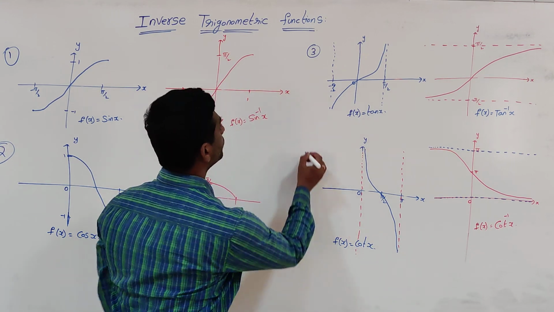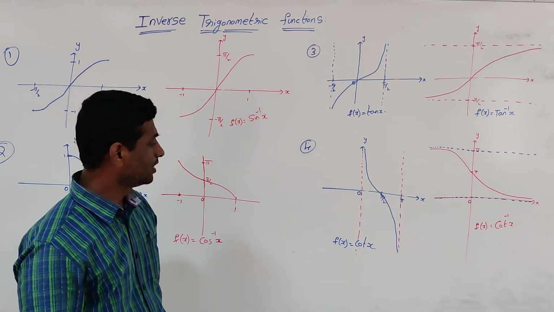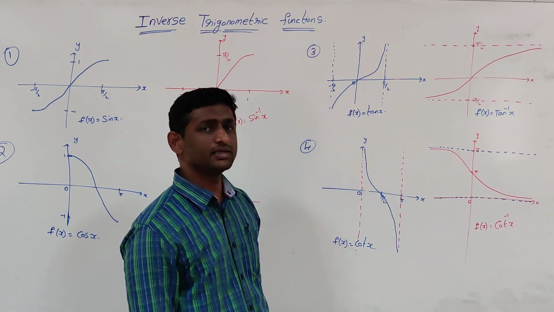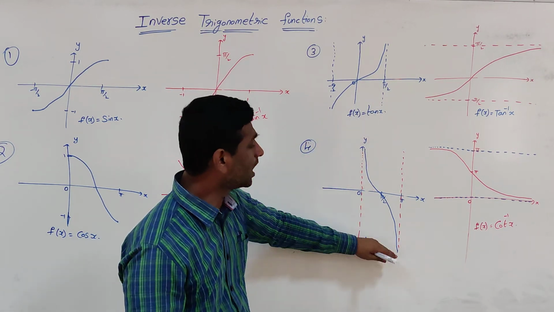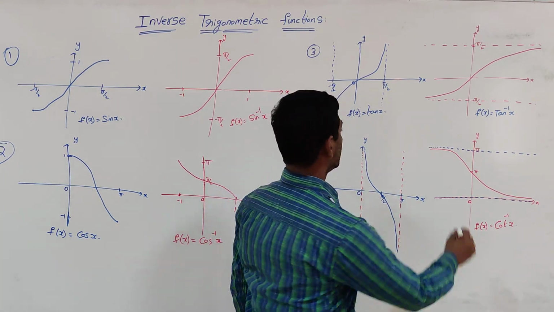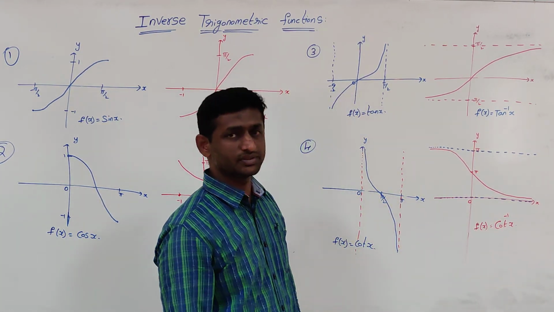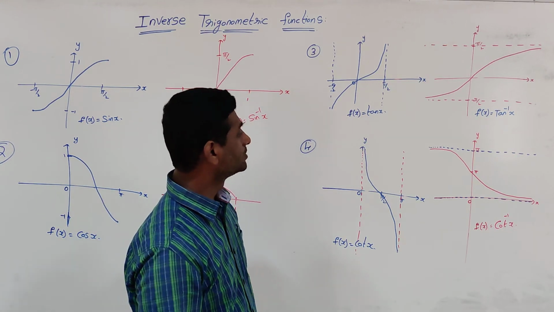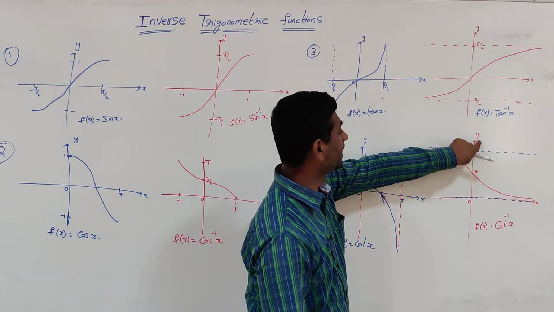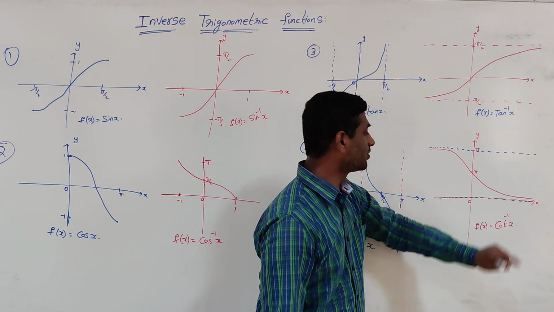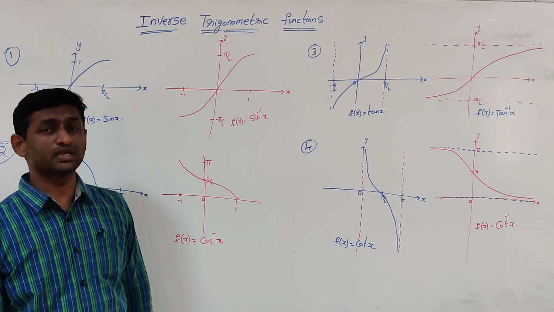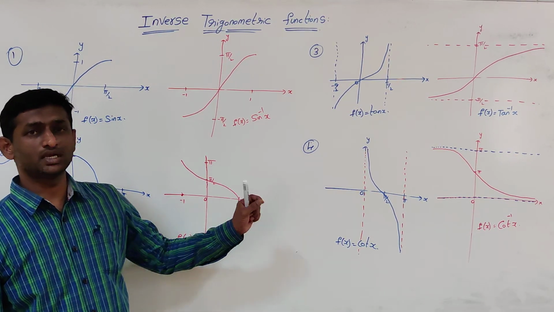Next, fourth, cot x. The restricted domain is the open interval 0 to pi, and the range is R. If this is a bijection, then the inverse also exists, and this is the inverse cotangent function, cot inverse of x. The domain is R and the output is the open interval 0 to pi with the dotted lines, and this is the shape of cot inverse of x. And the next two graphs, secant inverse of x and cosecant inverse of x, please try yourself.